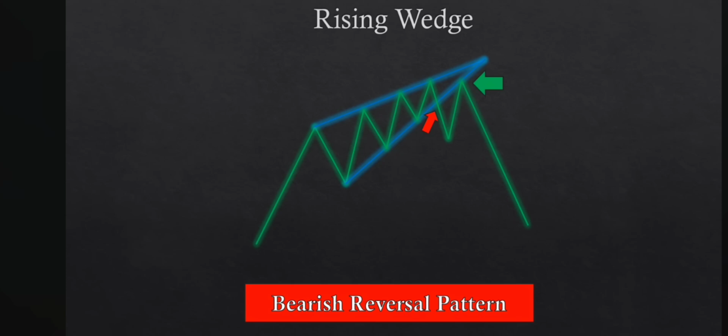The logical stop loss is above the highest high in the wedge, and you should strive for a target that is at least 3 times as big as your stop.